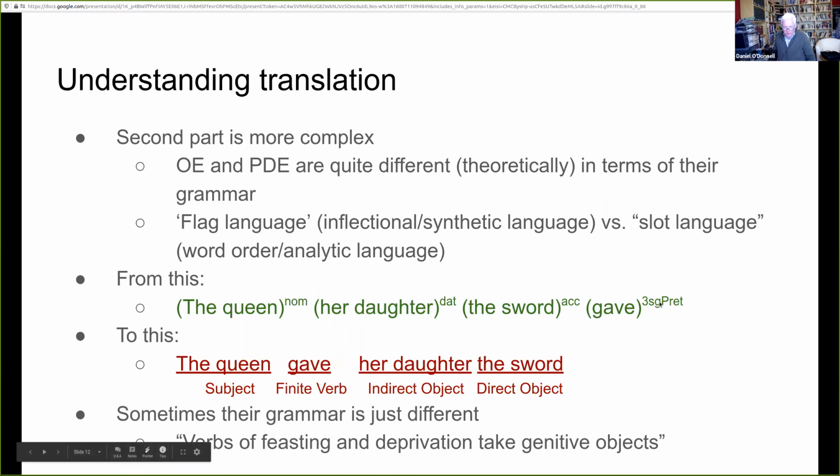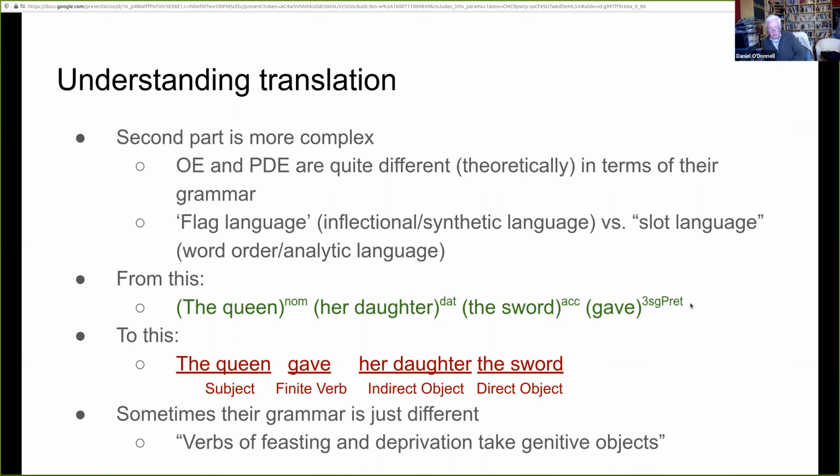So I've given you a sentence here and, whoops, I'm cheating here because you'd never get a sentence like this in Old English in this word order. But you, in theory, could have a sentence that said "the queen, her daughter, the sword, gave." This sentence would never exist in Old English. But in theory, you could have it because they use the inflections to tell you what the words mean. So what we have to do is look at those inflections and then put them in the right spots because we always do subject, verb, object, right?